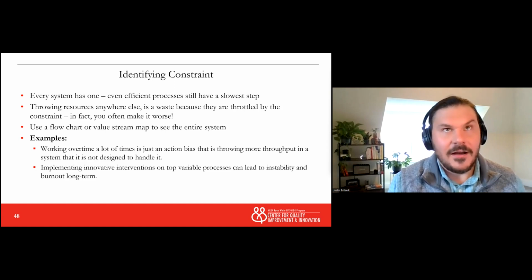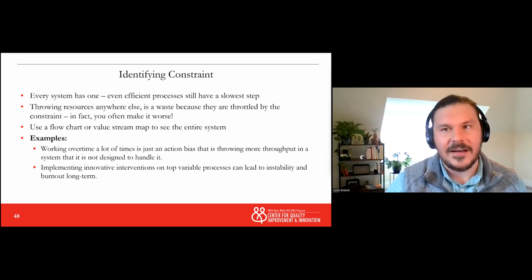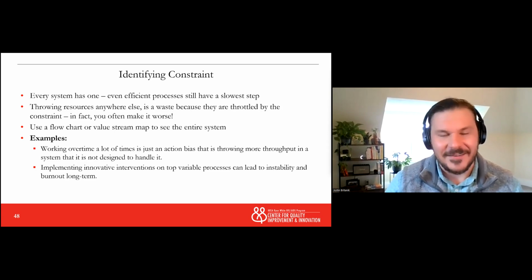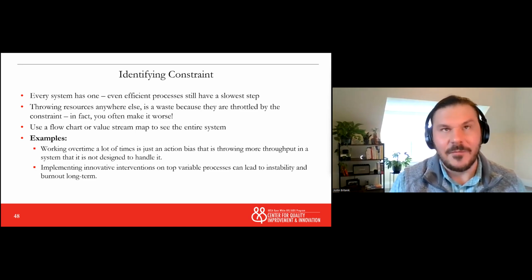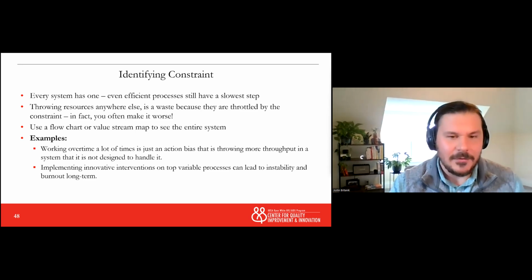A program was working and they were having folks work overtime, right? What they were doing was throwing more throughput into a system that wasn't designed to handle it. It was a quick fix: yes, we can have people work overtime and address these constraints of flow temporarily. But what they didn't realize is they were burning people out. It's not sustainable because it's really expensive, and it led to instability, people feeling tired and burned out, and turnover. So we can address it short term, but long term, we're not doing ourselves any favors.